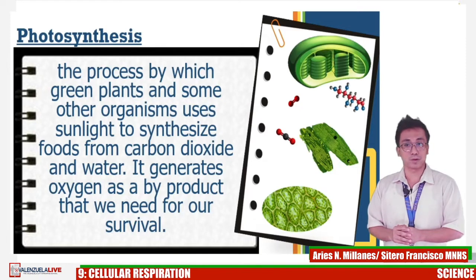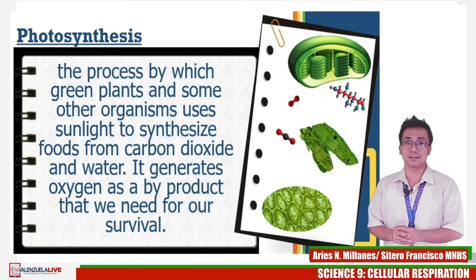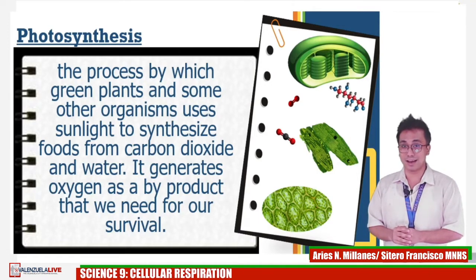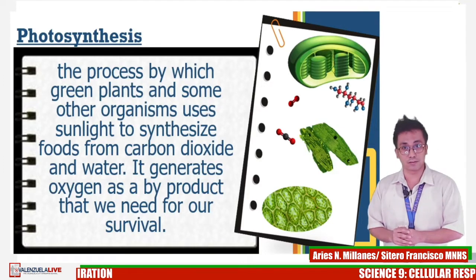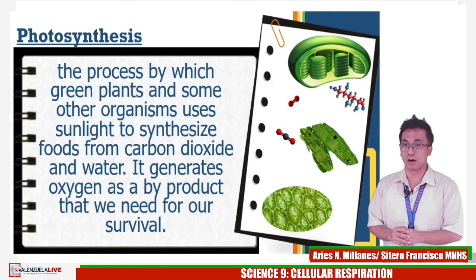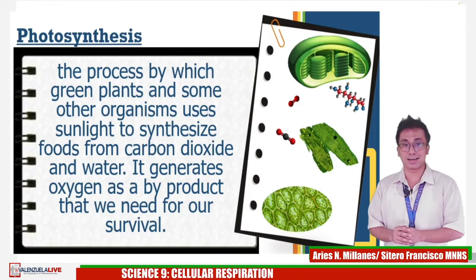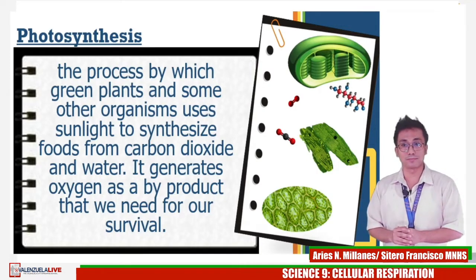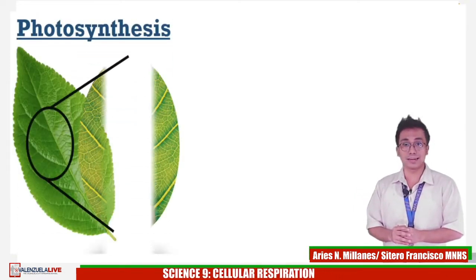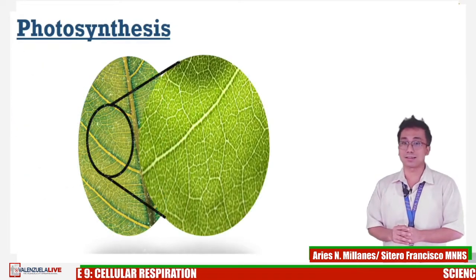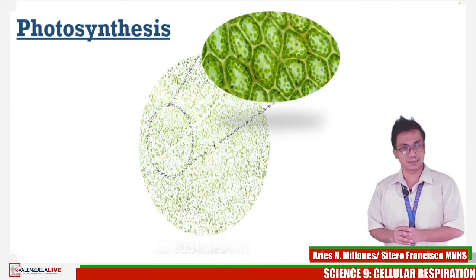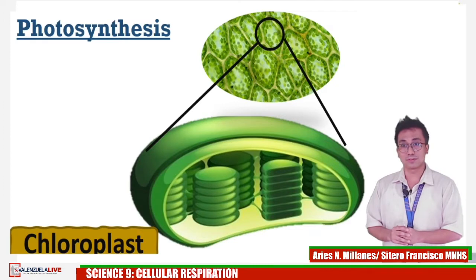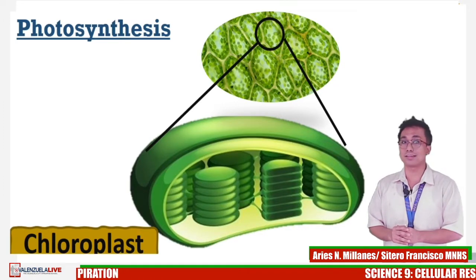Photosynthesis is the process by which green plants and some other organisms, particularly microorganisms, use sunlight to synthesize or create their own food from carbon dioxide and water. It also generates oxygen as a waste product that we need for our survival. It happens in an organelle located in the cells of plants and some other microorganisms like algae and euglena. It is called chloroplast, which absorbs sunlight to create its own food.